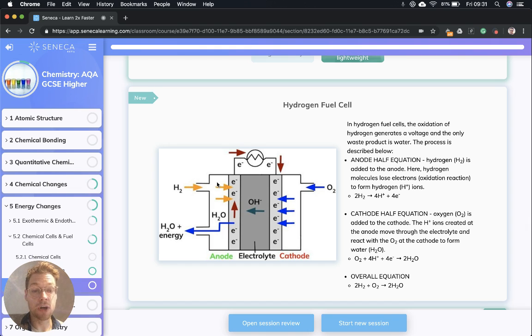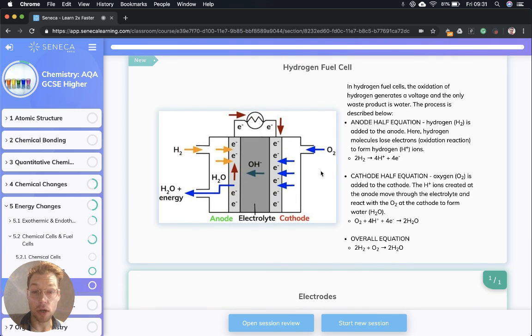So hydrogen is oxidized to form hydrogen ions. You need to know the half equation for this reaction, and that is 2H2 goes to 4H+ plus 4 electrons. Okay? So do you remember the other reactant in a fuel cell? It's oxygen. So oxygen reacts at the cathode.